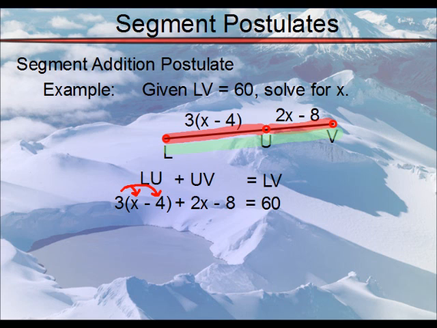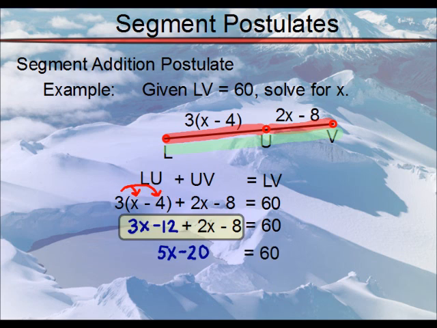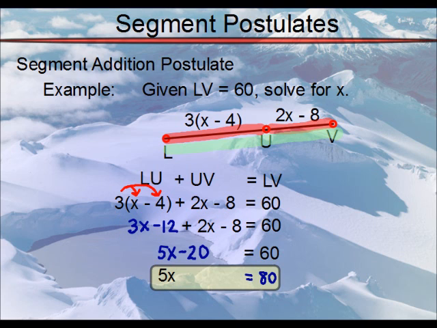Just distribute that 3, and we get 3x minus 12. Go ahead and combine your like terms now. And then, once simplified, we can use opposite operations. So here we would add 20 to both sides, and then to finish off, divide by 5. And that finishes off the problem.